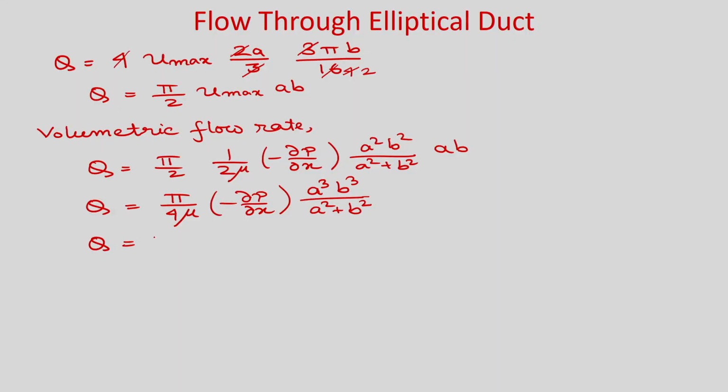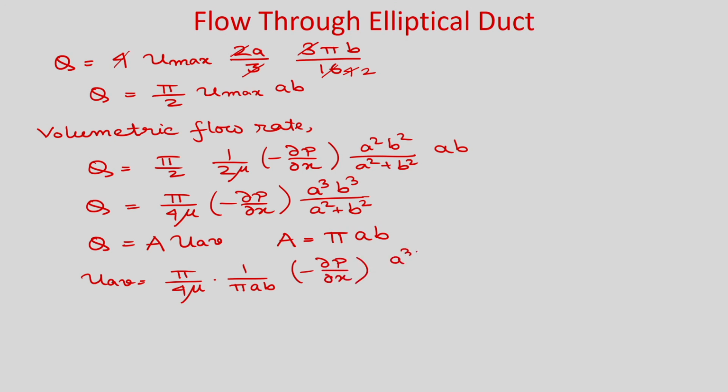So, obviously, Q is positive, and now let us find what is the value of average velocity. So, for this elliptical duct, we know the area of an ellipse is pi a b. So, you can find the u average. So, Q is equal to A into u average, and A is pi a b. Okay. So, you can see now u average you can find. So, this is the Q, if you divide by pi a b. So, you can see pi by 4 mu, if you divide by A, it will be 1 by pi a b minus del p by del x a cube b cube by a square plus b square.